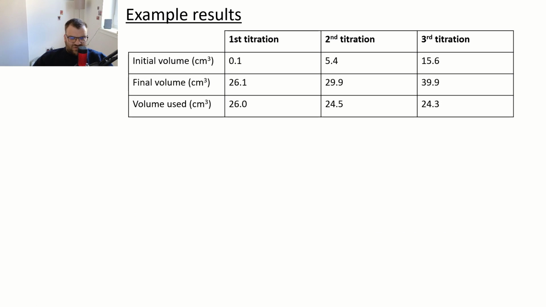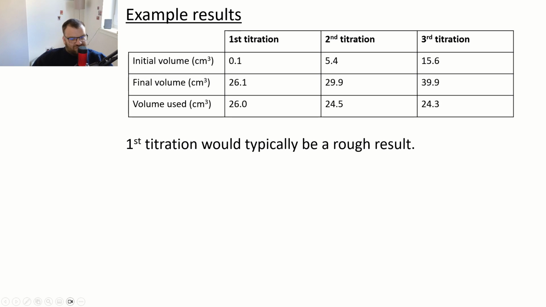If this was your results from your titration, we would need to figure out, well, what are we going to use in our calculation? Often, but not always, the first result will be a rough result. We'll try to get our eye in, how much do we need, and we can start doing it a bit more carefully next up. And we would then look at results 2 and 3, 24.5 and 24.3.